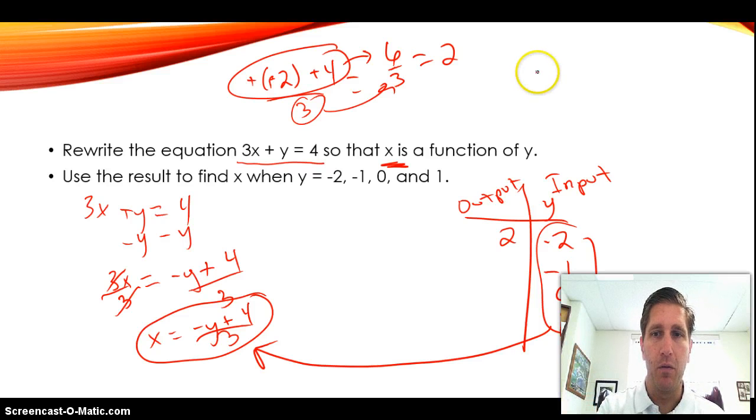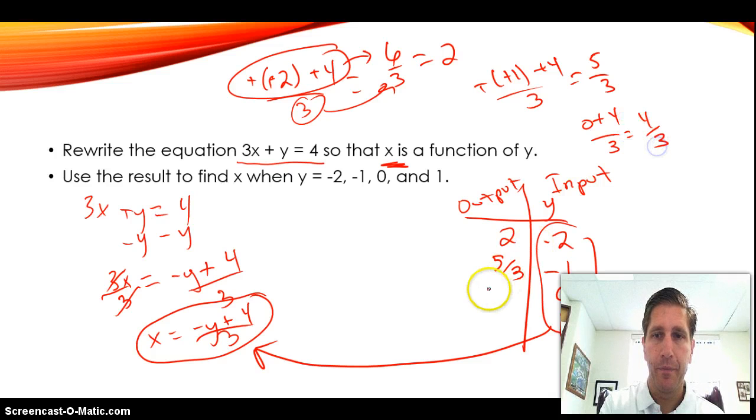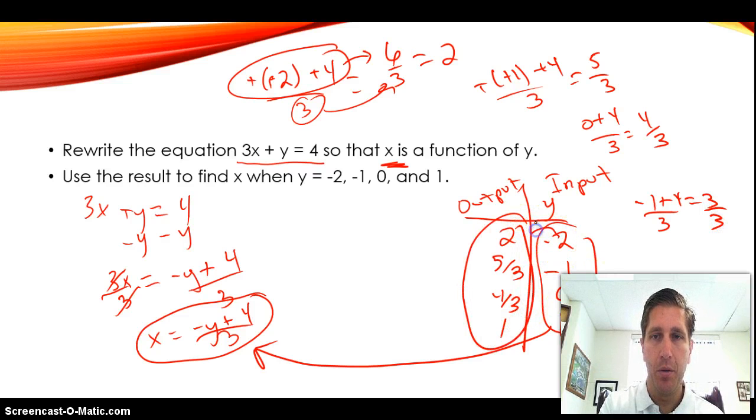Then when I plug negative 1 in, negative of negative 1 plus 4 divided by 3, this is 5 over 3. Leave it as a fraction. For 0, plug 0 in: 0 plus 4 over 3, which equals 4 over 3. Then plug in 1, so that's a negative 1 now, plus 4, which equals 3, divided by 3, which equals 1. So these are my solutions. When I input negative 2, I get 2 out. When I input negative 1, I get 5/3 out.